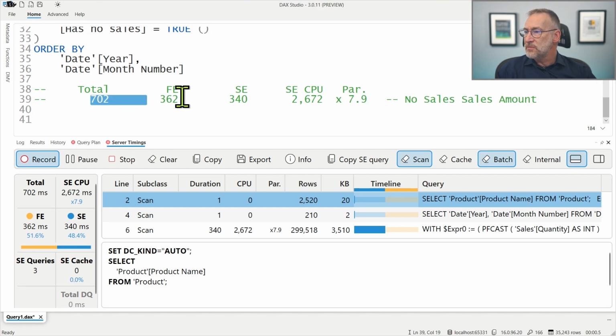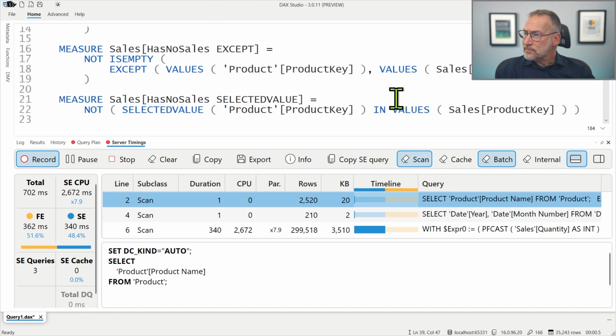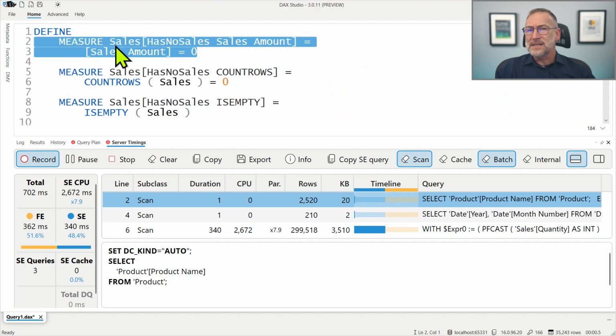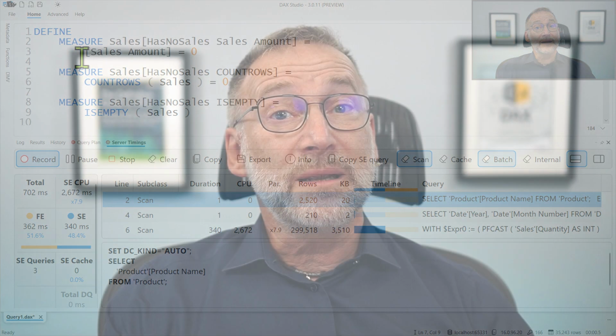700 milliseconds of total execution time, 362 is the Formula Engine, 340 storage engine. The most relevant number is 2672, that is the storage engine CPU. That is probably the easiest measure, the one that comes to the mind of any developer. But we can make the assumption that a product with no sales will have no rows in sales, and that assumption is valid in case you are just storing sales inside the sales table. If you are storing sales with quantity equal to 0 to store items which are returned to your shop, then this technique is not going to work.